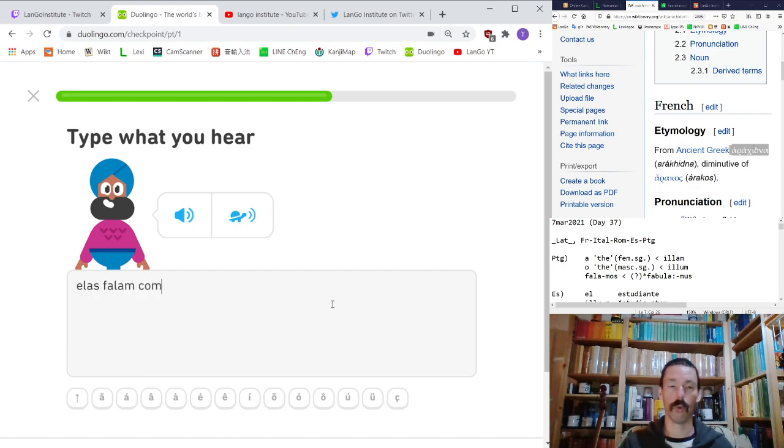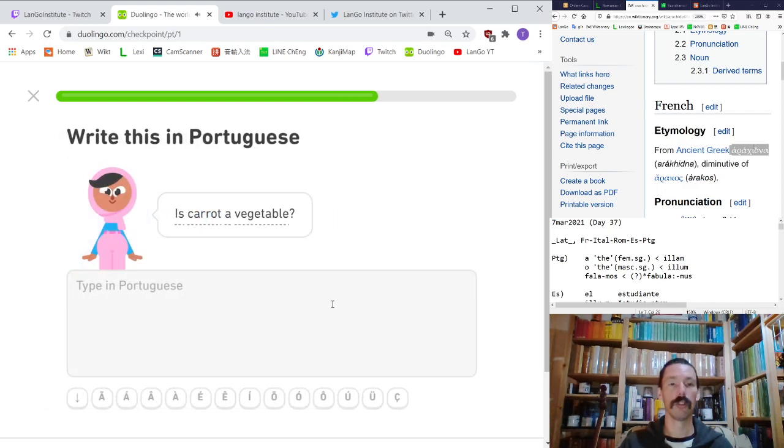Falam com eles. They, female, speak to they, non-female. Is carrot a vegetable? Carrot. Cenoura. Is it masculine? It says feminine. So, cenoura é vegetal.